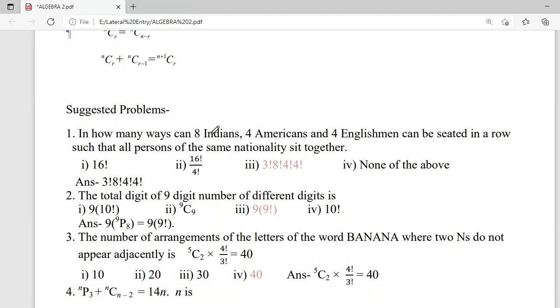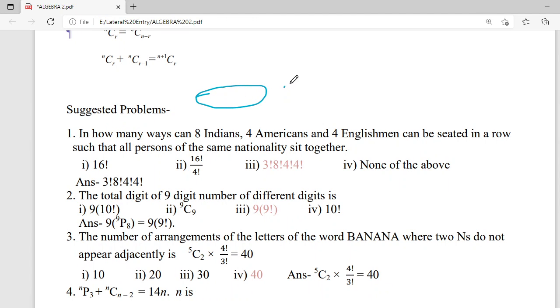So solve it like this. So 8 Indians, they are all persons. The condition is that all persons of the same nationality sit together. So this is the group of Indians, this is the group of Americans, and this is the group of Englishmen. They will permute among themselves, but one Indian will not come into this, or one American will not come into the set of English. So they will stay together. So first thing you make these groups, then shuffle them.